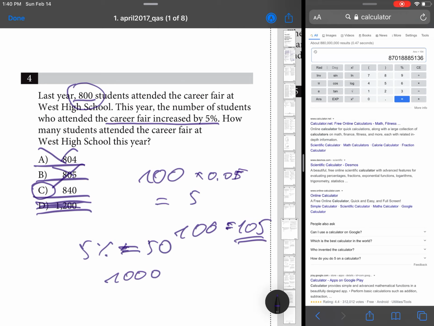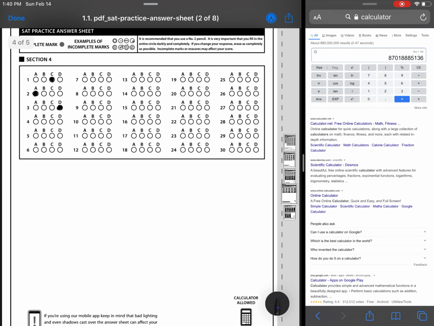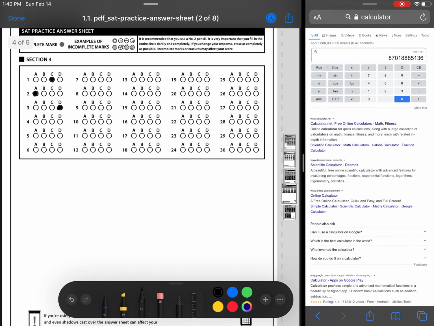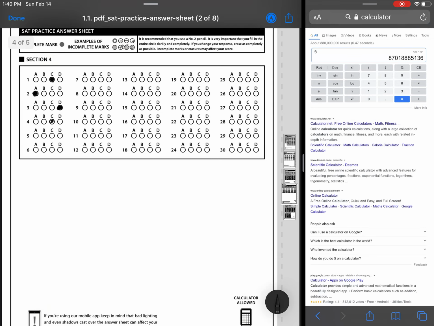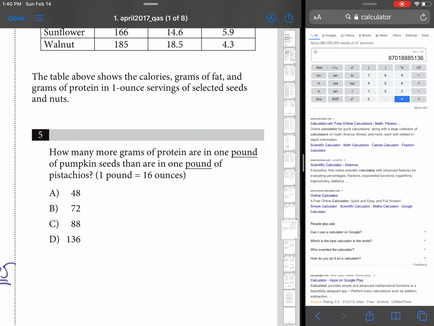Indeed, I'm not going to use the calculator in this because it's too simple. 840 is 5% of 800 plus 800. That's the answer. So I'm bubbling in C. Okay, that was question 4.